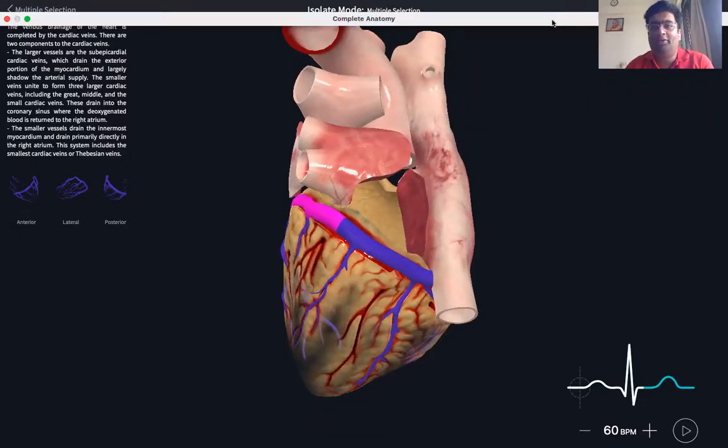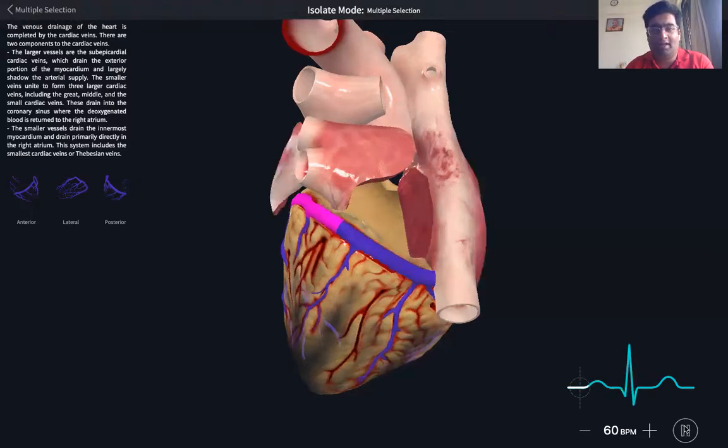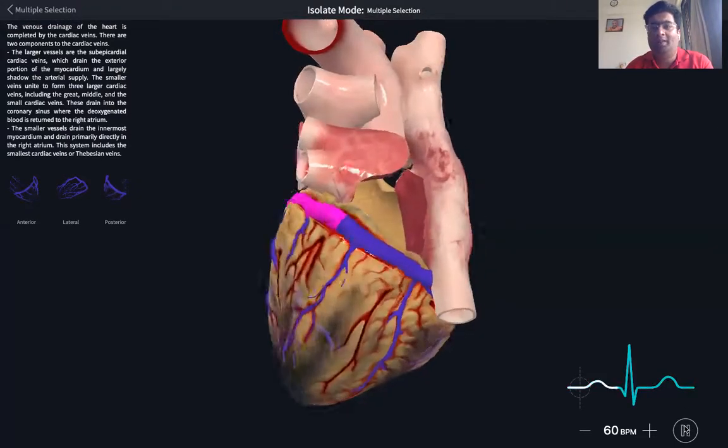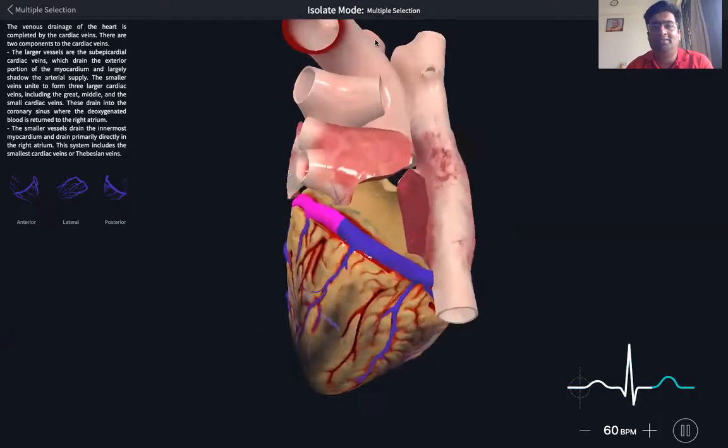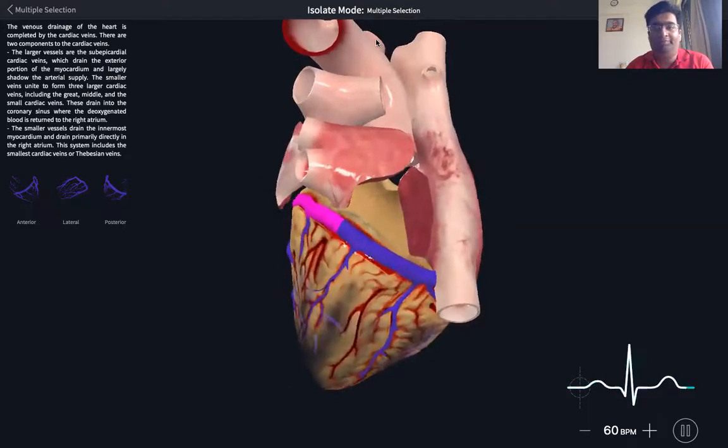So that's it from my video today. We have just recapped the conducting system of the human heart, as well as the major blood vessels of the heart, that is the coronary arteries and the coronary veins, their location and their function.